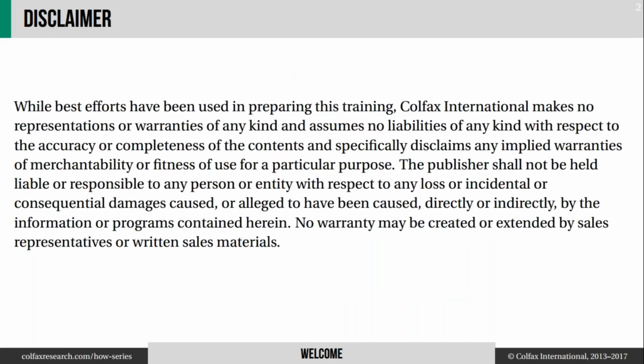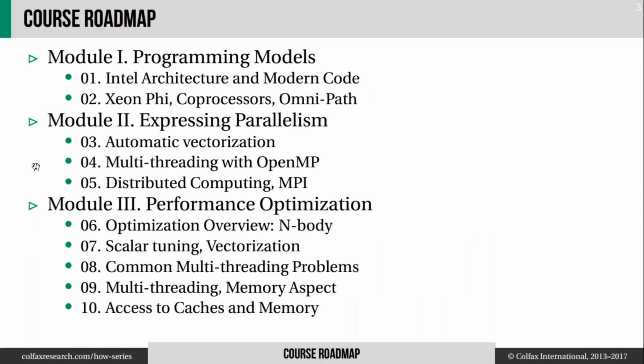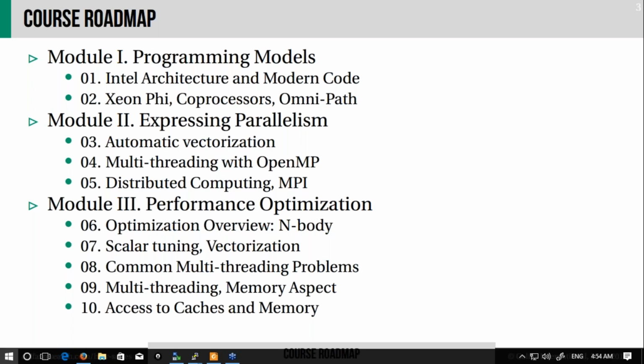We are beginning session 6, which starts module 3. Module 3, performance optimization, is a demonstration of all of the optimization techniques that we are planning to cover in the rest of the week. For the case study, I will use an n-body simulation, and you will see how it evolves in a minute.